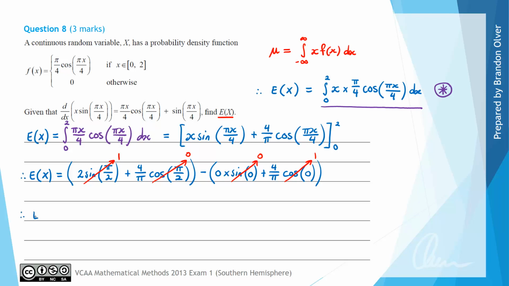So the expected value of x for this question is equal to 2 times 1 is 2, and then we add 4 over pi times 0, which is just plus 0, and then we subtract away from that 0 times 0, which is simply 0, and then we're going to have 4 over pi times 1, which is just 4 over pi. So our expected value of x, which is what this question was asking us to find, is simply equal to 2 subtract 4 over pi. So that is the answer to this question.